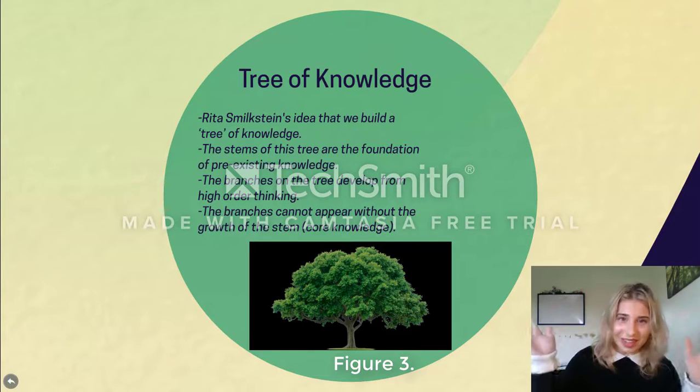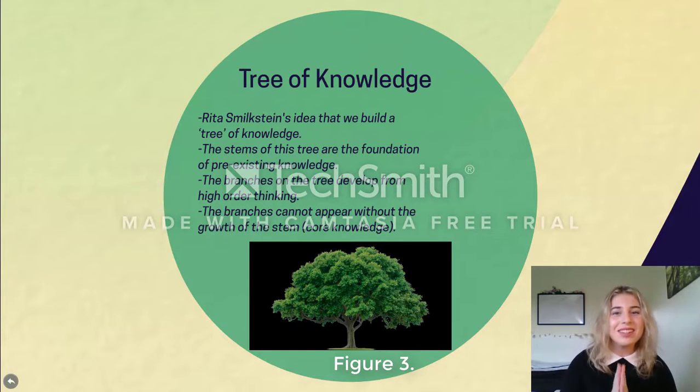A way to explain constructivism easily is through this interesting analogy by Rita Smuxton, where we build a tree of knowledge. So the stem of this tree is essentially the foundation of pre-existing knowledge, and as we develop a more in-depth understanding and progress to a higher order of thinking, these become the branches. What I personally like about this analogy is that these branches symbolize different content, which cannot appear without the growth of the stem, which is the core knowledge.